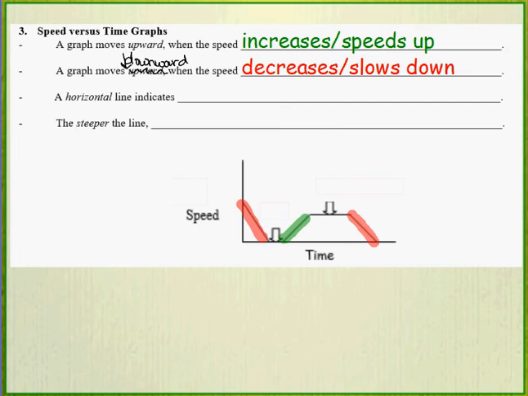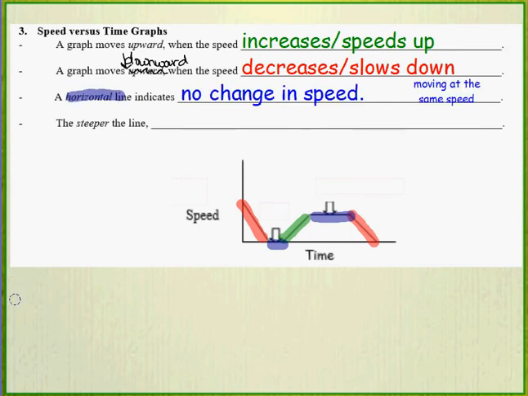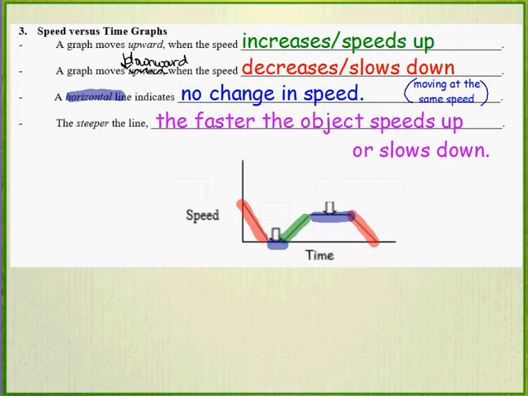The horizontal line segment here and here is indicating that there is no change in speed. That means that the object must still be moving, but just traveling at the same speed. Constant, not speeding up or slowing down. And now the steepness of the line. So the steeper the line, the faster the object is speeding up or slowing down.